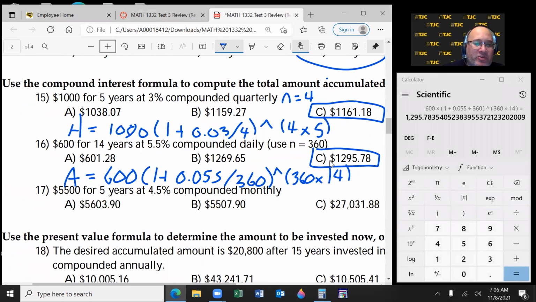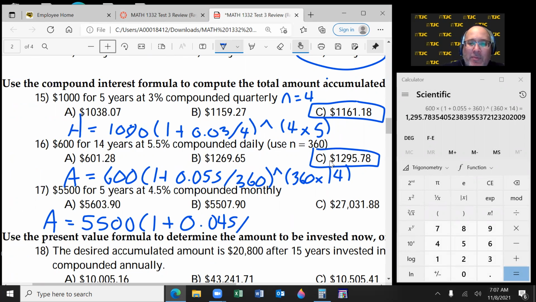And the same thing for number 17. Our accumulated value, or future value, or total amount, however you want to say it, is the principal, $5,500, times open parentheses 1 plus the interest rate, 0.045, divided by N, monthly is N equals 12, close parentheses, exponent, open parentheses, 12 times T, which is 5 years. All that goes into a calculator.